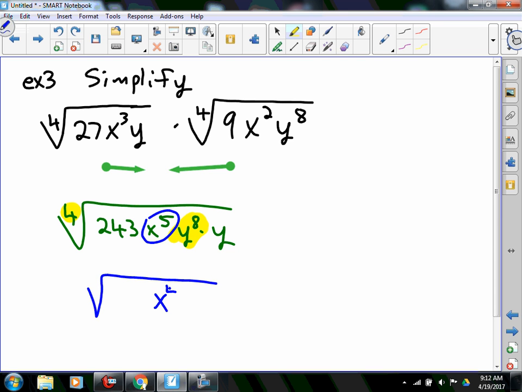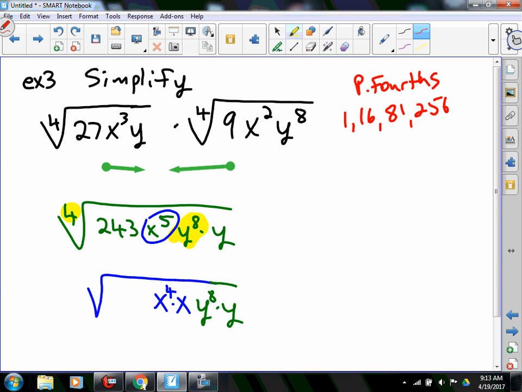X to the 4th times x. Good. So then I'm still going to have that y to the 8th times y. And there's one more thing that needs to be split up, 243. I'm going to need to try to split 243 up into a perfect fourth. So it might be handy if I have my handy list of perfect fourths nearby. 1, 16, 81, 256, 625.